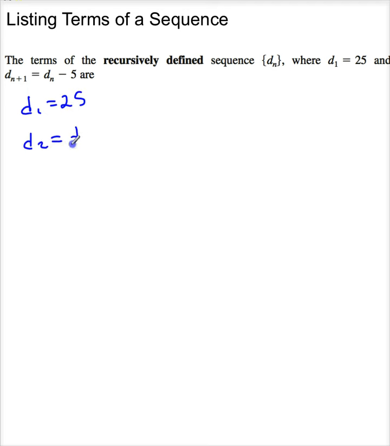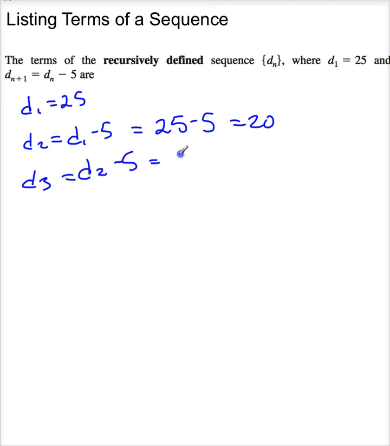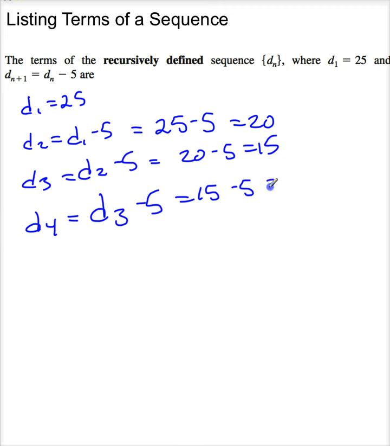d2 is d1 minus 5, so it's 25 minus 5, or 20. d3 is d2 minus 5, so it's 20 minus 5, or 15. And d4 is d3 minus 5, 15 minus 5, or 10. So you can see the terms of this sequence are 25, 20, 15, 10, and so on.